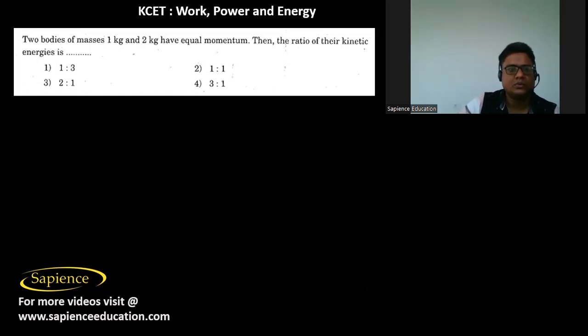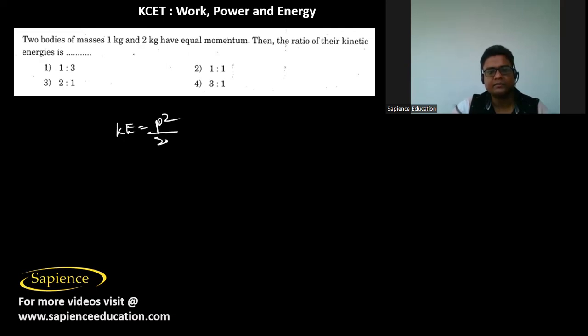Then it is told two bodies of masses 1 kg and 2 kg have equal momentum. Then the ratio of their kinetic energies is? We know that kinetic energy is equal to p square by 2m. Here it is told they have equal momentum, so p is the same. Therefore kinetic energy is inversely proportional to the mass, since their momentum is the same.